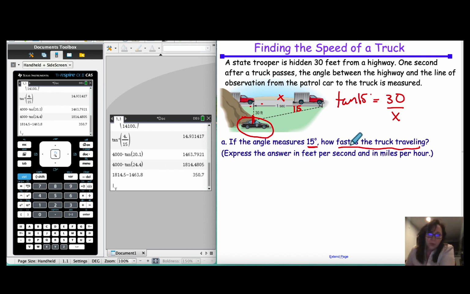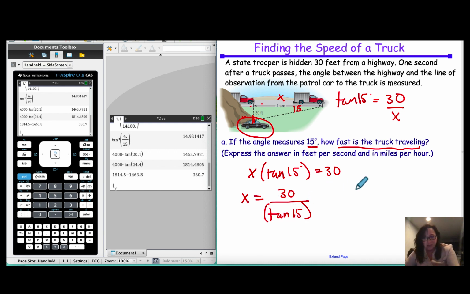All right, so where we're at with this is we're going to have x times tangent of 15 degrees is equal to 30. Now I do want to solve for x, so I'm going to divide by tangent the whole quantity. So x is equal to 30 divided by the whole quantity, which is tangent of 15 degrees. All right, let's figure out what that makes, okay?